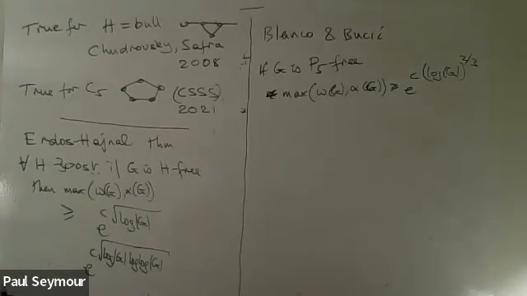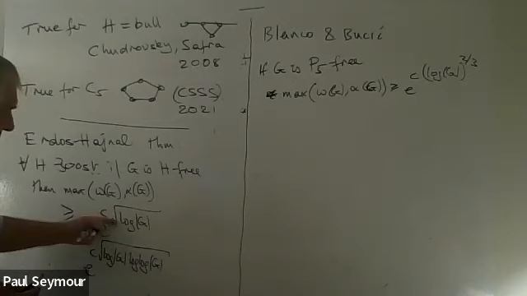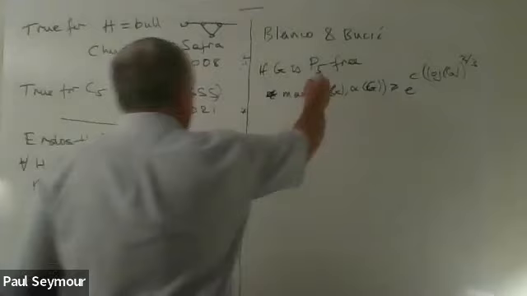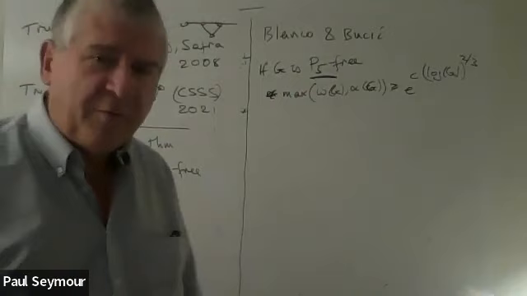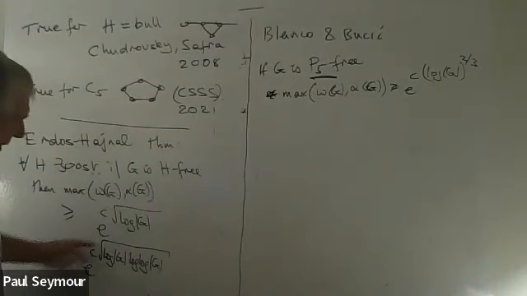Which is another way to improve this. Instead of sticking in a log term, they actually change the square root to something better, but only for P5. But the nice thing about their proof is that at the very start of it, they gave a really neat short proof that if you exclude P5, then this is true, which we didn't know before.